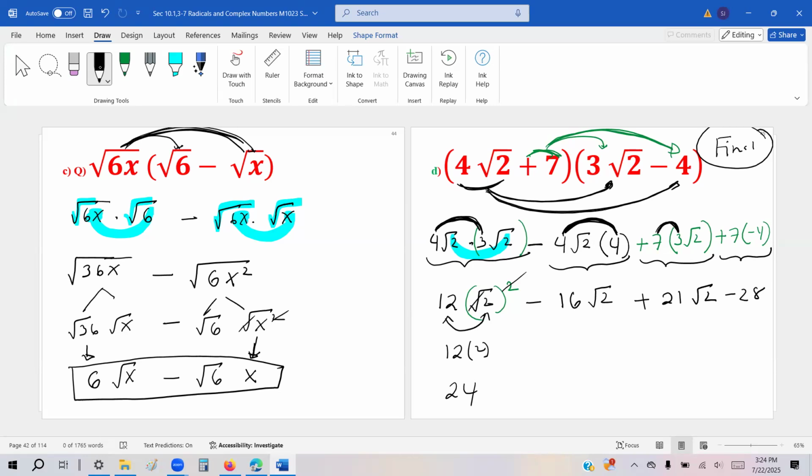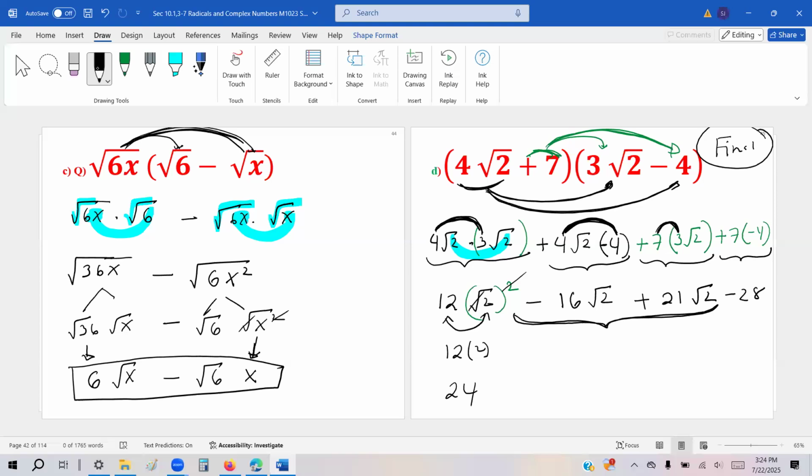Which 4? Okay, so if you want, you can write this way. Plus this minus that. Now observe the middle. Add the like terms.